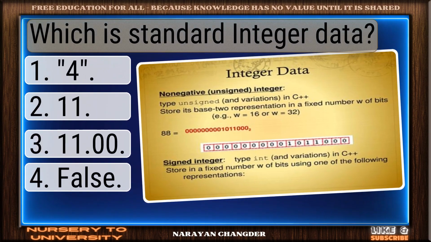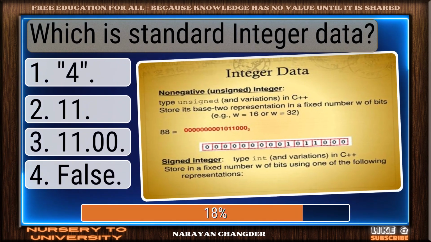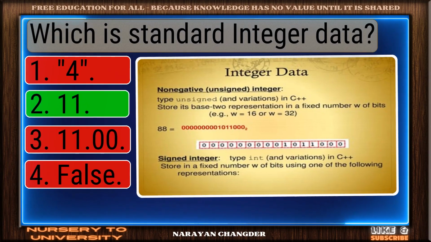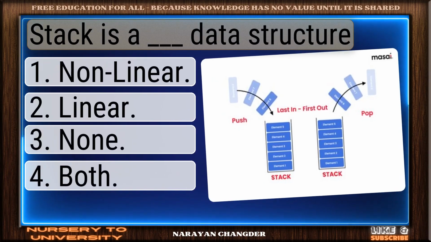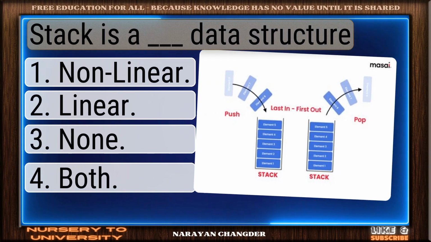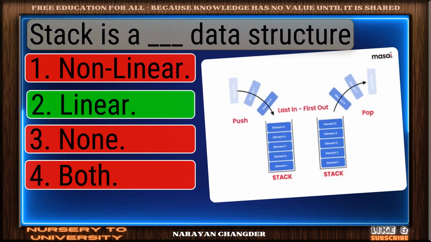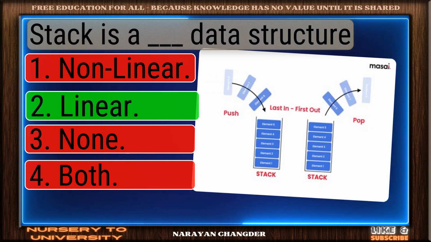Question number 33, which is standard integer data. Exactly. 11 makes sense and it is right choice. Question number 34. Stack is a dash data structure. On track. Linear is the correct answer.